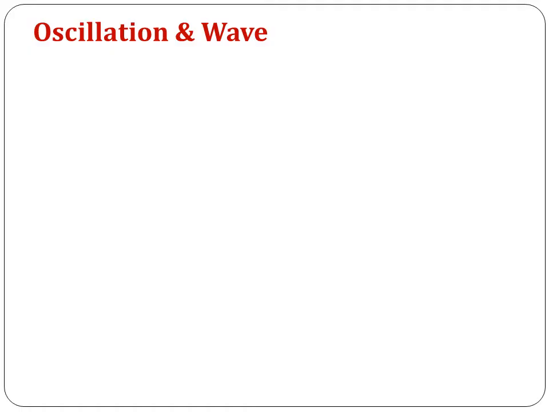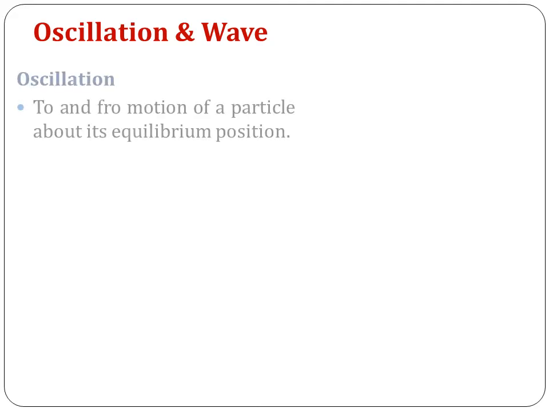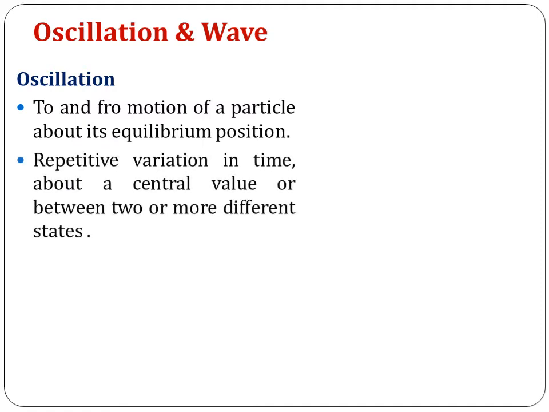We would have seen various types of oscillations and waves around us. But based on scientific principles, let us get to know what is an oscillation and what is a wave. An oscillation is a to and fro motion of a particle about its equilibrium position. It is the repetitive variation, usually in time, of some measure about a central value, frequently a point of equilibrium, or between two or more different states.